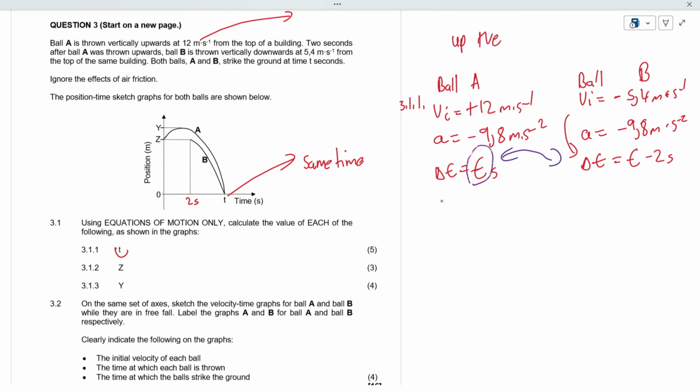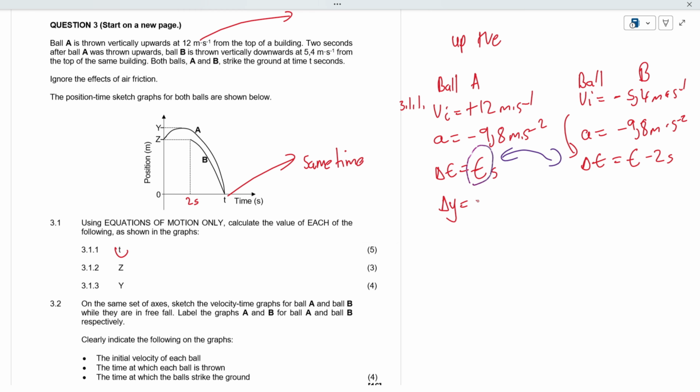So what else are we told here? We're told there's just the displacement. There's something very interesting about the displacement of these two balls. If you check here, they are going to have the same displacement. Let me start with that. They are going to have the same displacement.